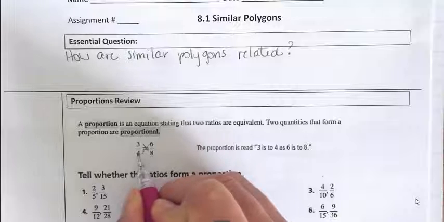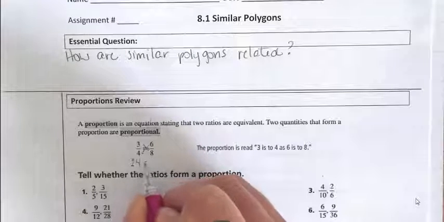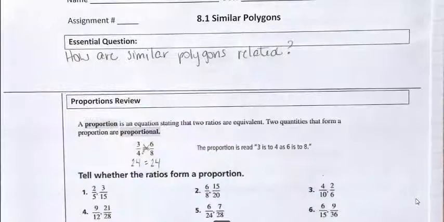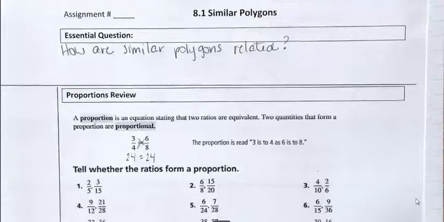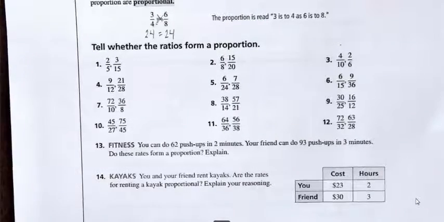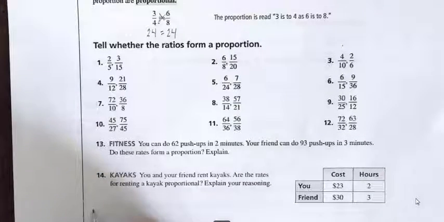So basically I multiply 6 times 4 and I get 24. And I do the same thing going the other way and I also get 24. That tells me that these two actually do form a proportion. They are two equivalent fractions. Okay, so that's basically what you're going to do here. So I'll do a couple of these examples with you and then you can do the rest on your own.